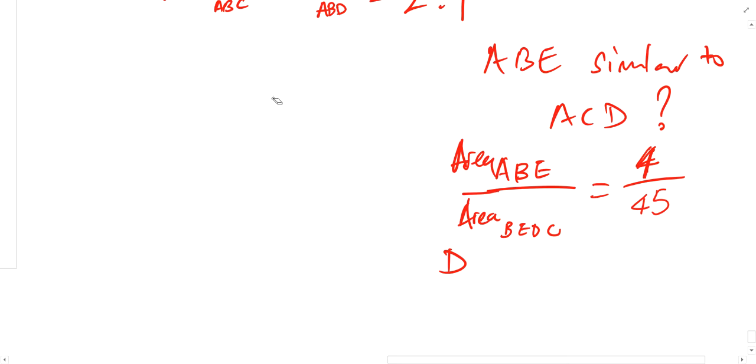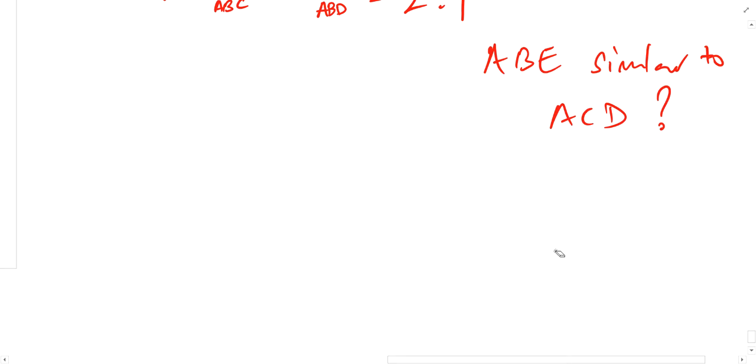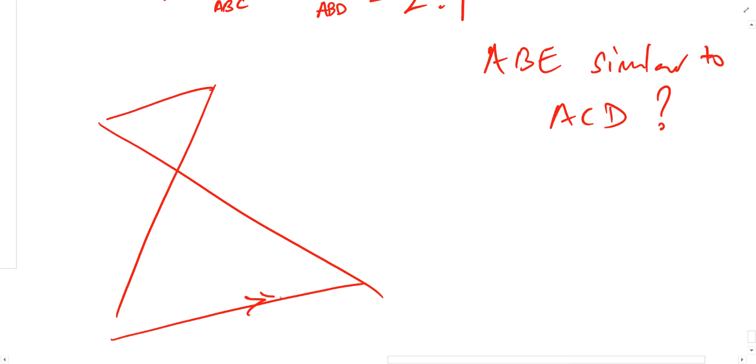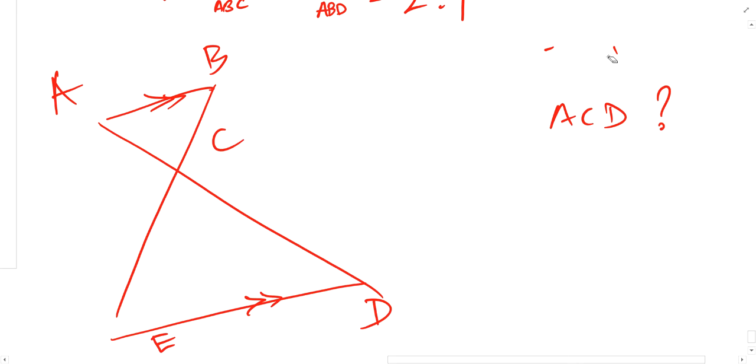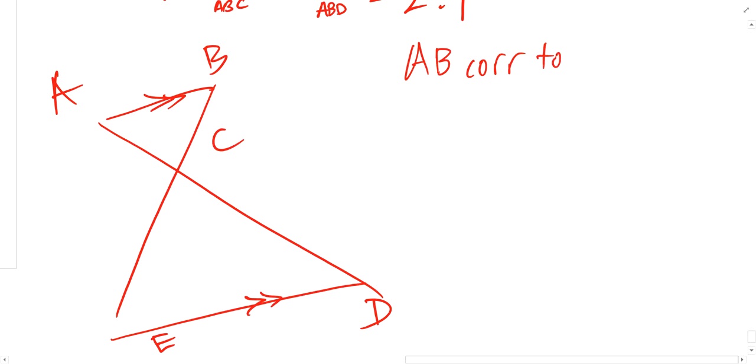Change question. This style of triangle. These two being parallel. A, B, C, D, E. What is the corresponding side to AB? ED or DE? How do we decide?